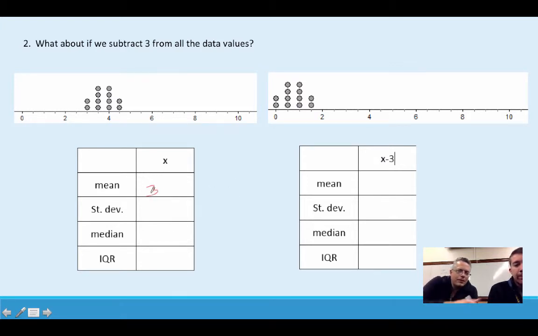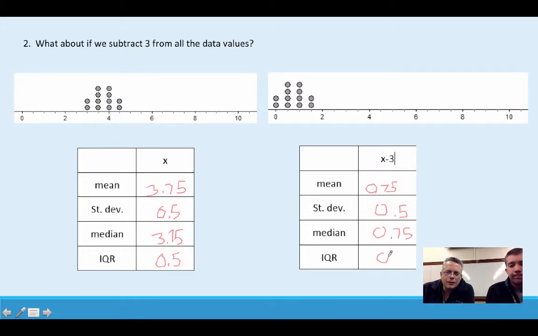So addition and subtraction work the same way. The original mean was 3.75 and the standard deviation was 0.5. These are our starting values all the time. Now over here, we don't have x anymore, we have x minus 3. So the new mean should be 0.75, we just subtract 3. The standard deviation should be the same. The new median would be 0.75, and the new IQR is the same as the old one. So adding and subtracting just shifts the data. That's exactly right.